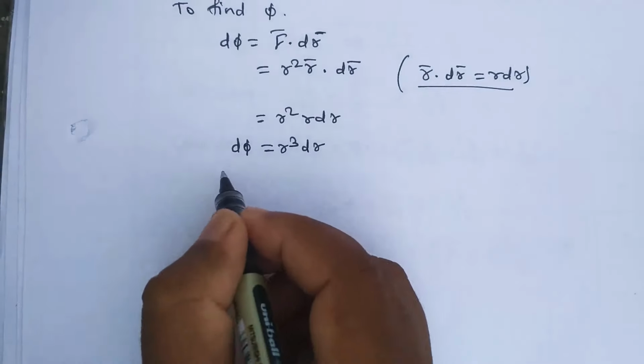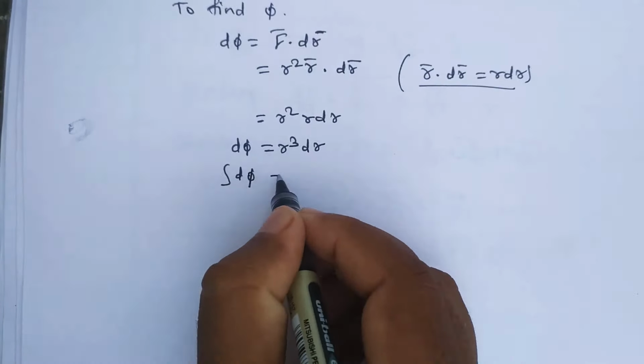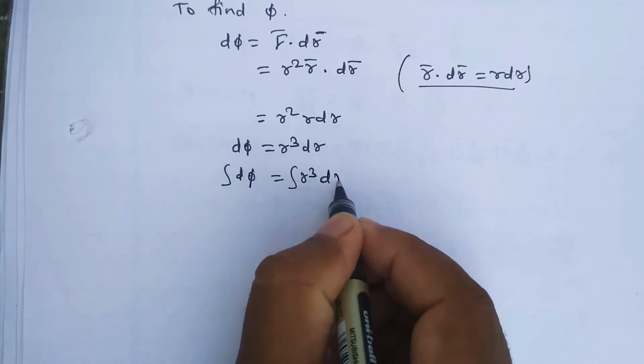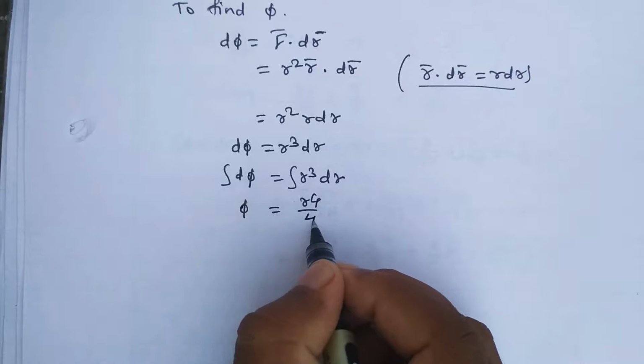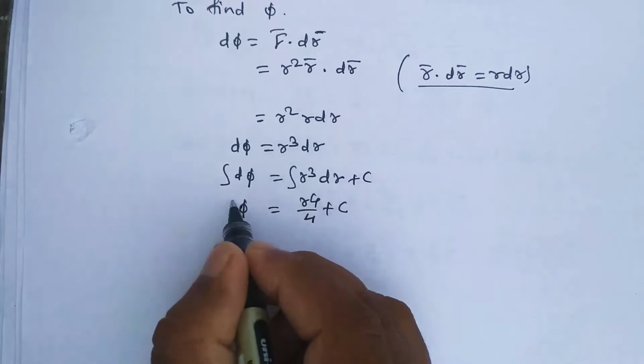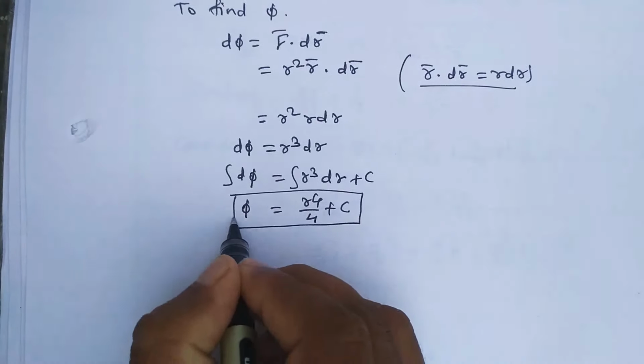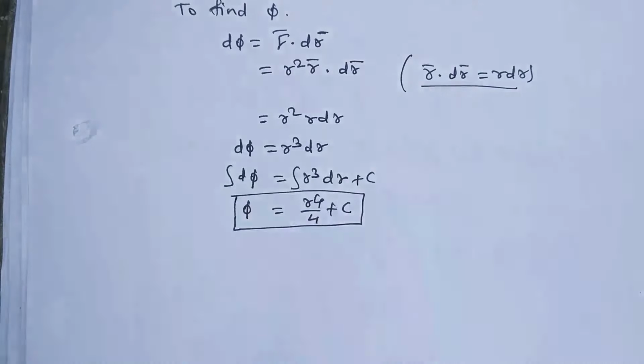Now integrating on both sides, integration of d phi is equal to integration of r cube dr. So phi is equal to r raised to 4 upon 4 plus some integrating constant c. That is the answer, that is the phi associated with the given f bar. Phi is equal to r raised to 4 upon 4 plus c.